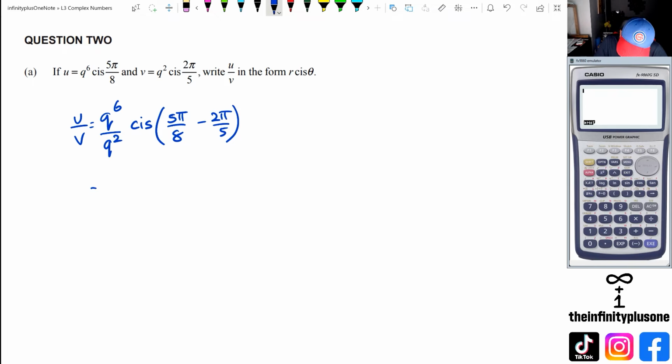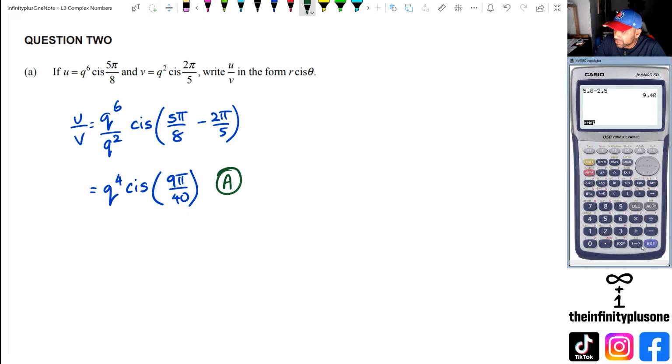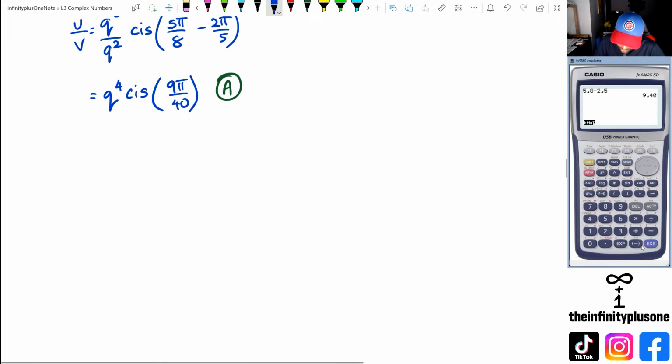So with that in mind, we're going to get q to the power of 6 over q squared is q to the power of 4 cis. Now we've got 5 pi over 8 minus 2 pi over 5. So I am just going to put that straight in the calculator. So 5 over 8 take away 2 over 5, and that's going to give me a syntax error, sorry. 2 over 5, where is it? There it is. So we're going to get 9 over 40. So in this case, we're going to put that as 9 pi over 40. And this right here gets you an achieved. And off we go to the next question.